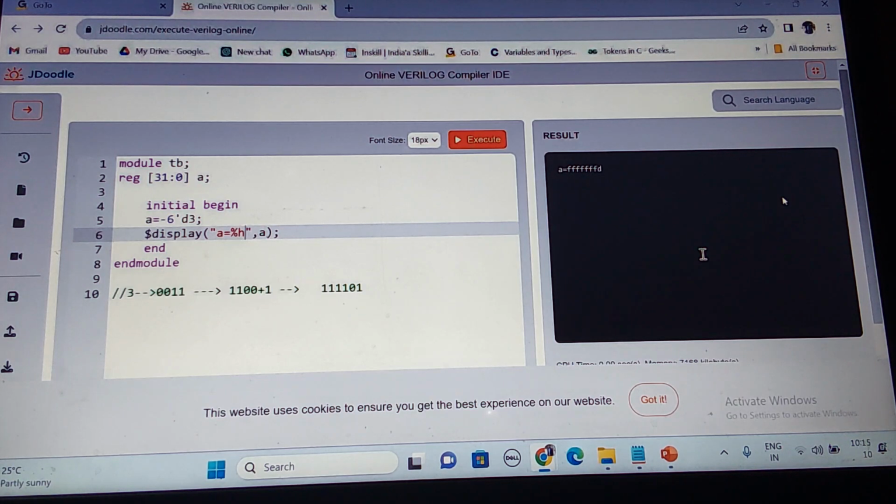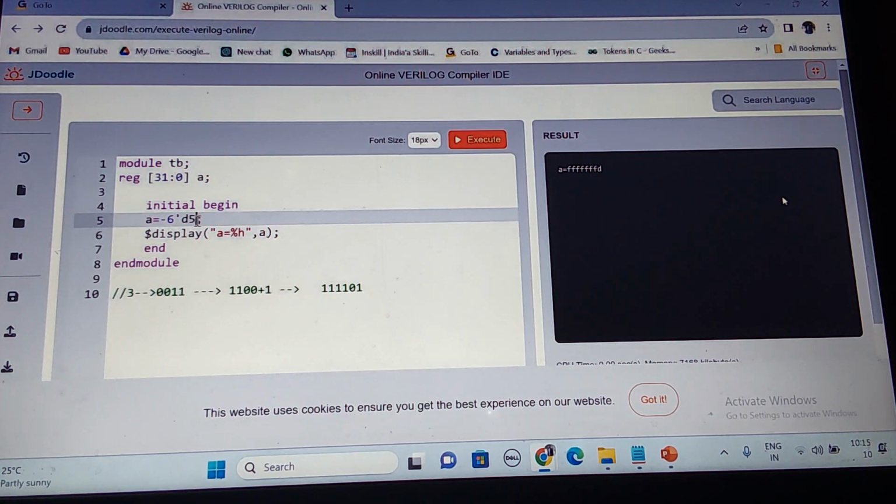So it is stored in the simulator in the sign 2's complemented form. Did you understand? Now can you tell me what is the result of this? My register is 31 down to 0. So I am using negative number representation here. What is the syntax for the negative number representation? Minus. Is it number or size? Size. Correct. Then tick. Then what? Base format.